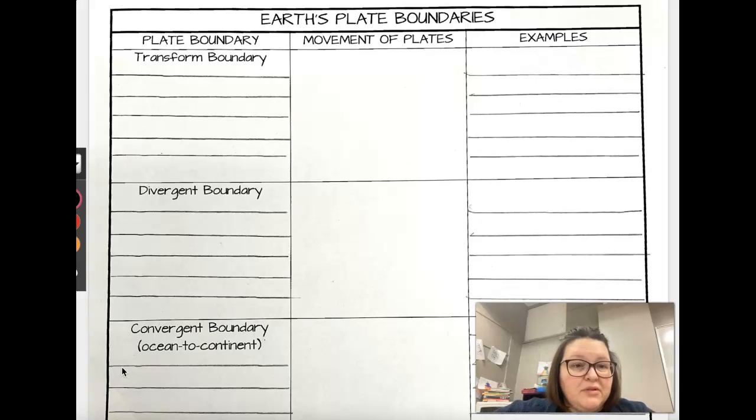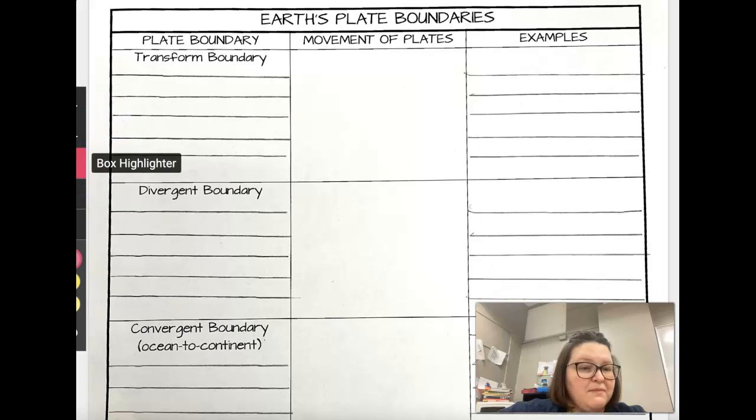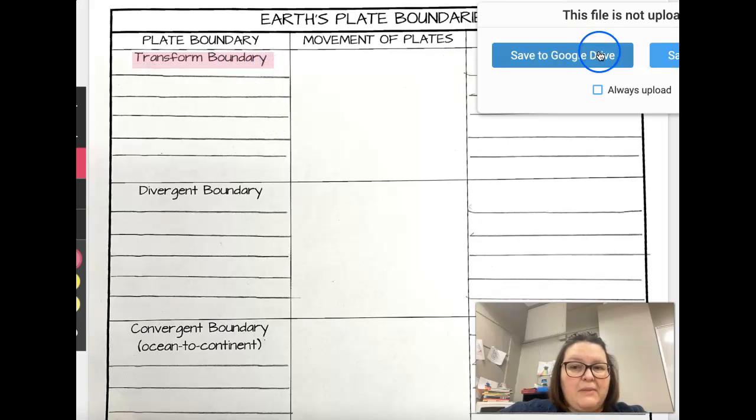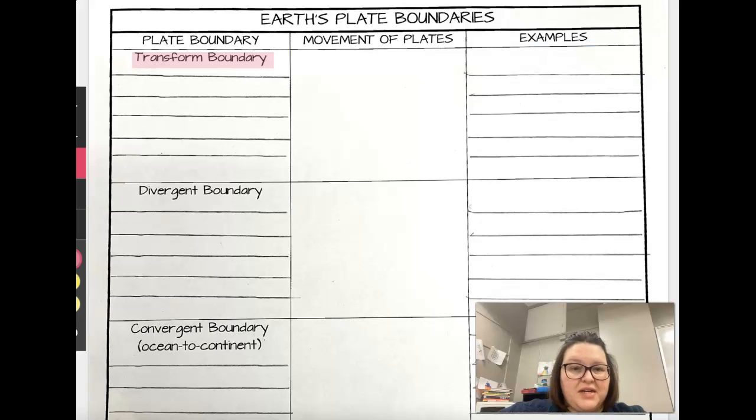Here's your paper. The first thing you are going to do is write down the definition for transform boundary, just so I can make sure we're all talking about the same thing. I'm going to highlight the definition that I'm about to give. I'm going to type in this definition right now as I talk about it, and you are going to write it with your pencil.